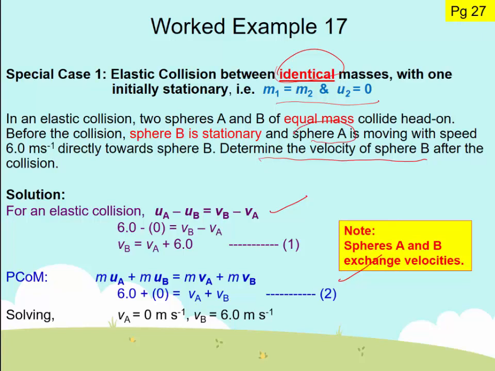Initially, sphere A is moving with speed 6, but finally sphere B is moving with speed 6. Initially, sphere B is stationary, but finally, sphere A is stationary. So this is a special case where we have same mass and one of them is stationary.